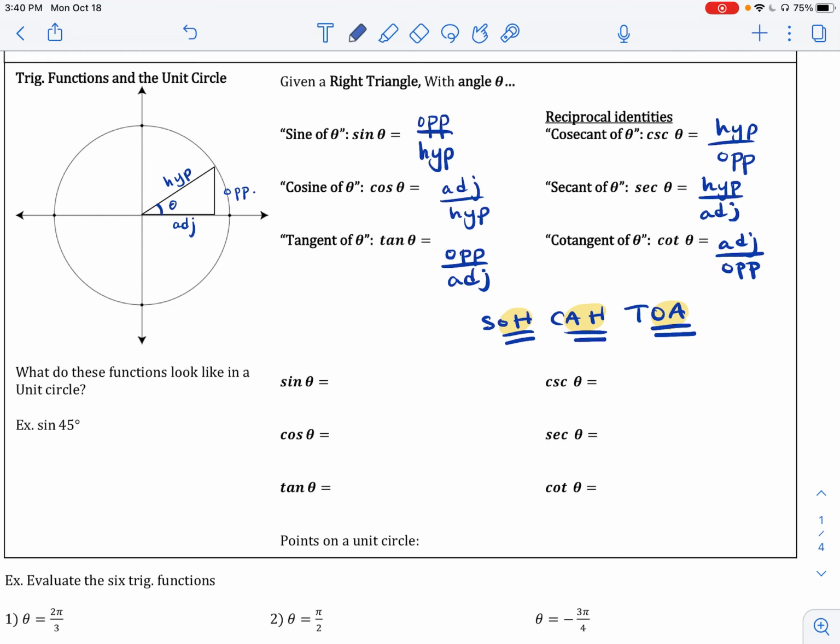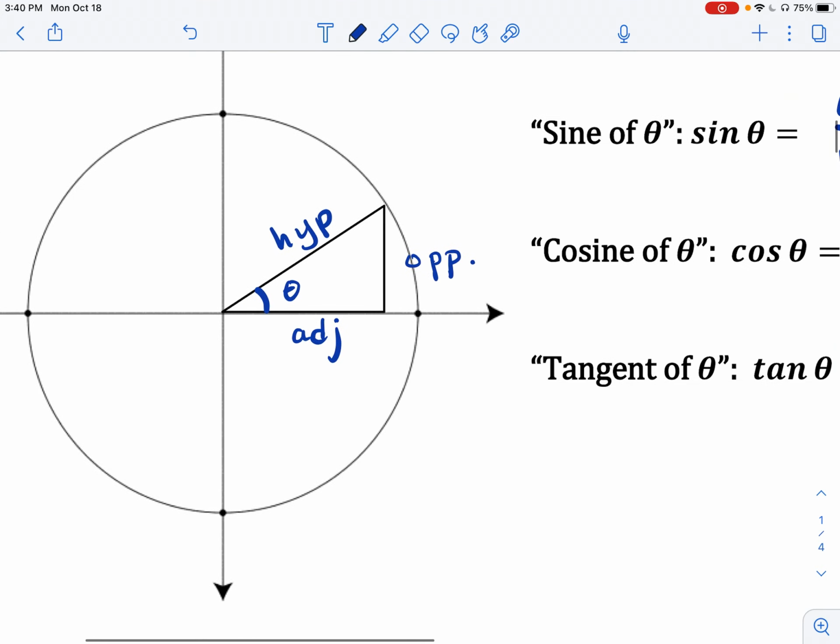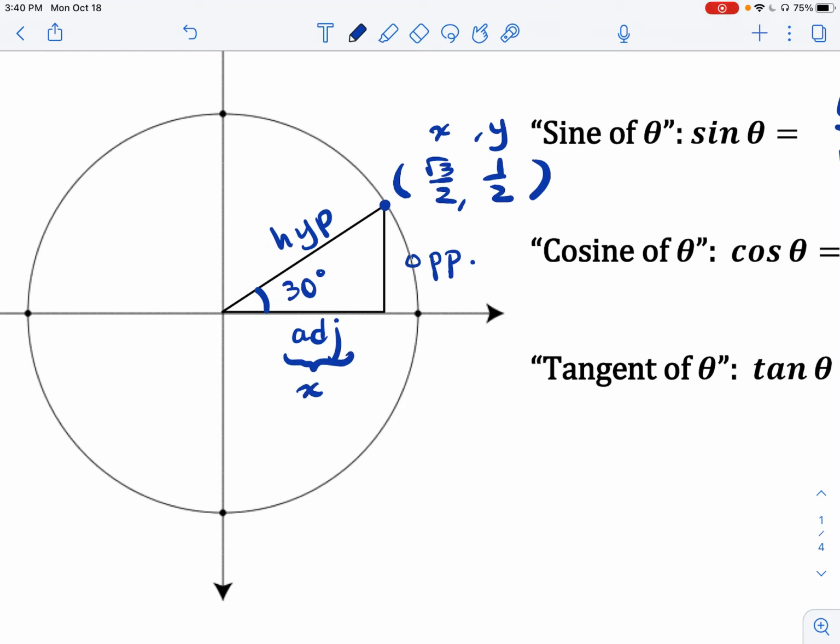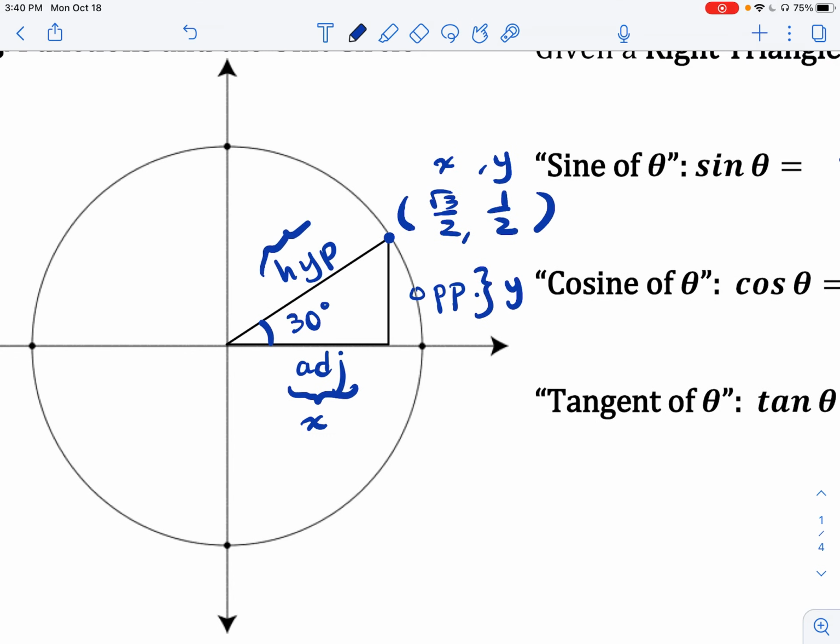And what we can actually do is leverage what we know about our unit circle. Take, for example, if this angle theta were equal to 30 degrees. Well, we just established that the x and y values of 30 degrees, or pi over 6, are root 3 over 2 and 1/2. And we've said this adjacent side is also known as my x value. My opposite side is my y. And in a unit circle, my hypotenuse is always going to be my radius, which is equal to 1.